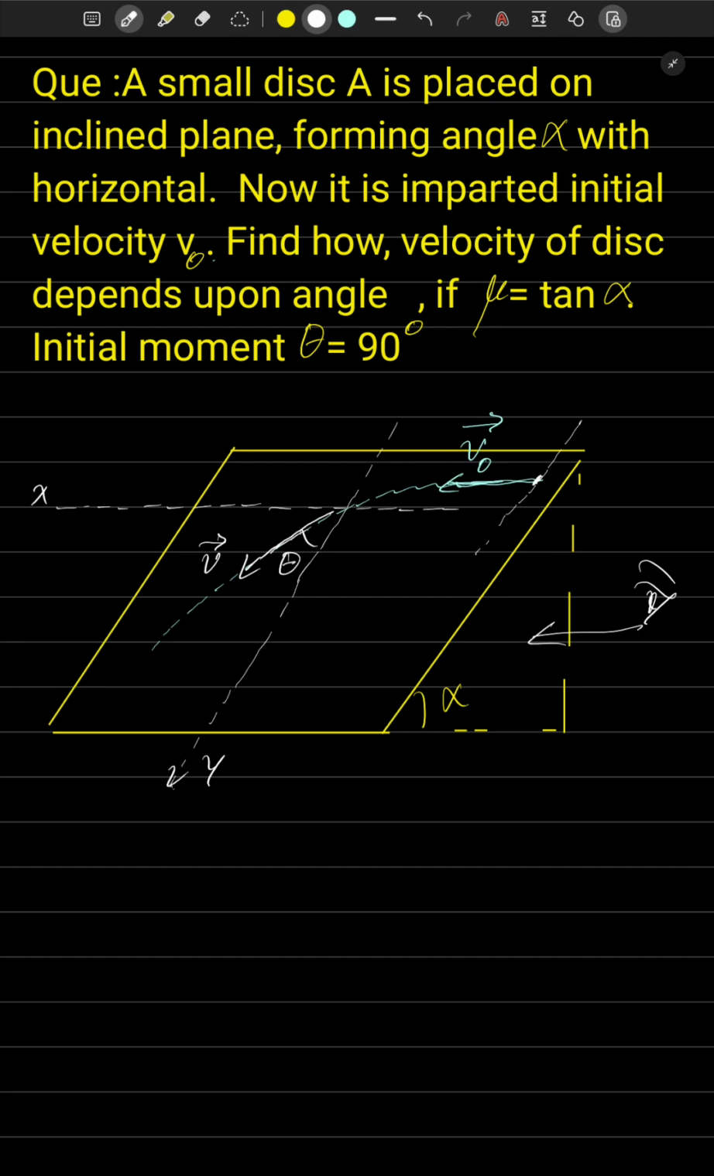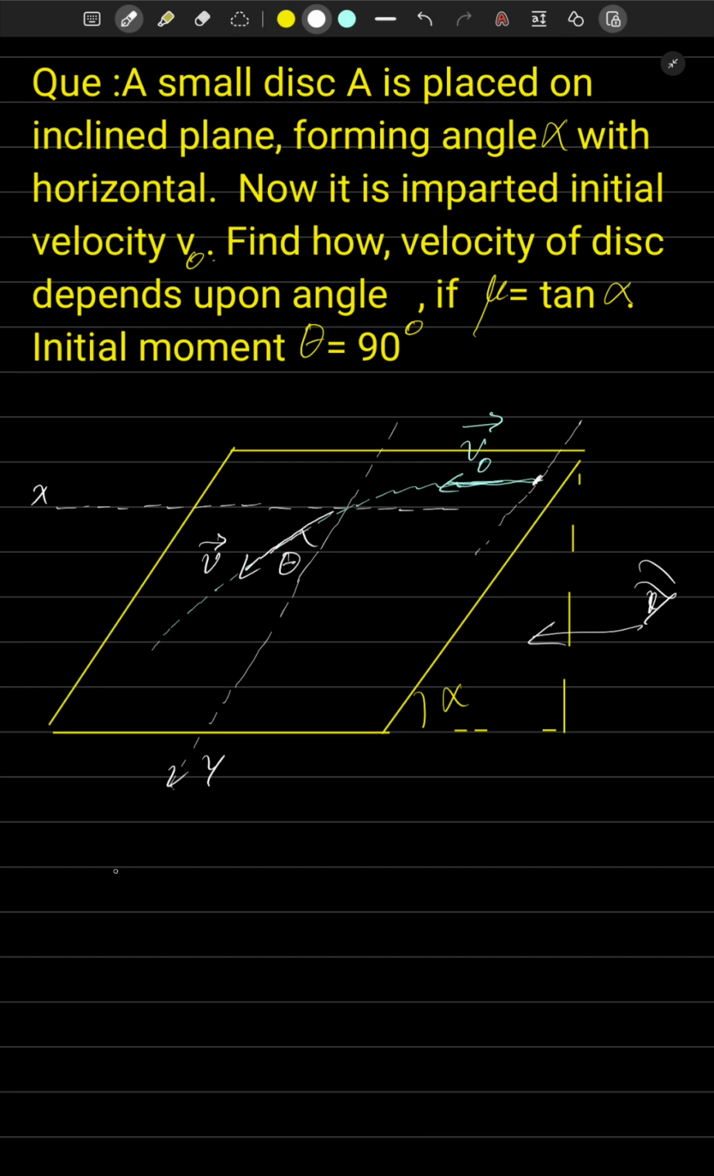Your velocity, due to motion along the y-axis, your theta will keep on changing. So at any instant you have to find out how this velocity varies.